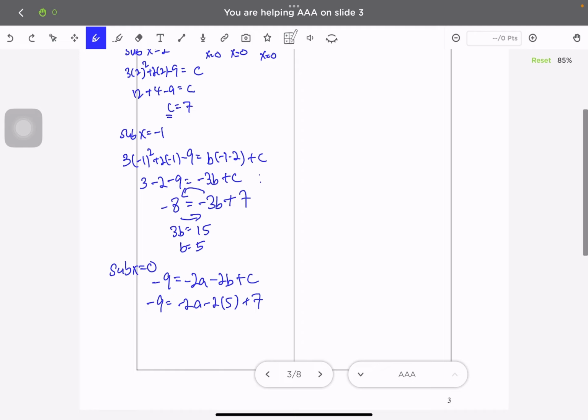So as I open up the answer, this will be equivalent to minus 9 equals minus 2a minus 10 plus 7. Okay, I will shift the 2a over to the other side. Minus 9 shifted to the right hand side will become 9. I do some calculation. Minus 10 plus 7 plus 9 will be equal to 6. If I divide both sides by 2, it will be equal to 3. So a will be equal to 3.